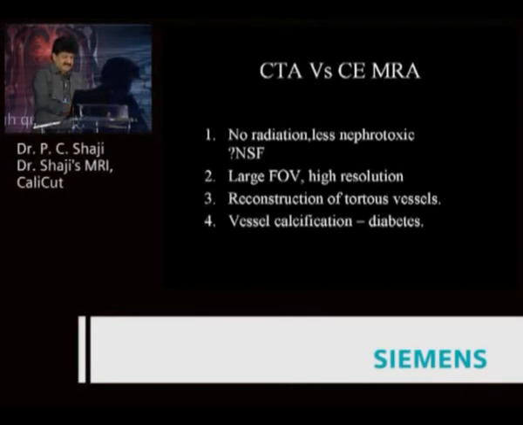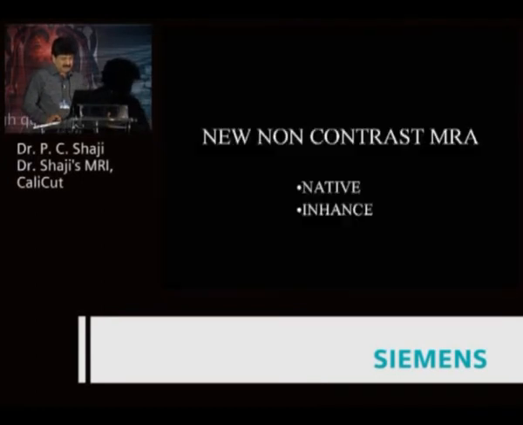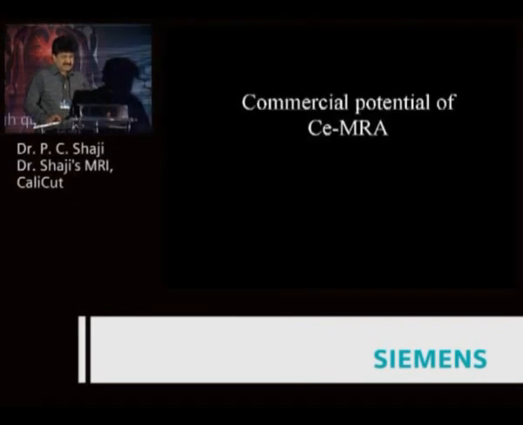Then vessel calcification, one of the areas. Even though CT can pick up calcification better, it is a disadvantage in peripheral angio because most of the cases are diabetic foot, and in diabetes more than 50% of the vessels are calcified. CT angio has a definite limitation in interpreting peripheral angio disease. So MR angio is definitely going to be the investigation of choice for diabetic peripheral vascular disease. New non-contrast techniques have already been discussed. I think I'll skip this.